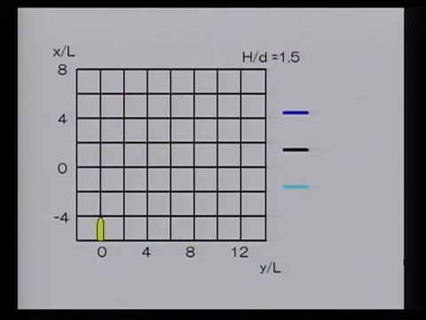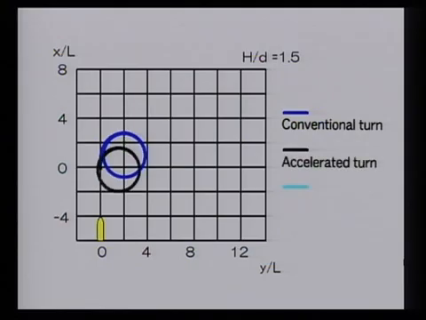When the ratio of water depth to draft is 1.5, the turning tracks are as seen here. This is a conventional turn, here is an accelerating turn, and this is a coasting turn.